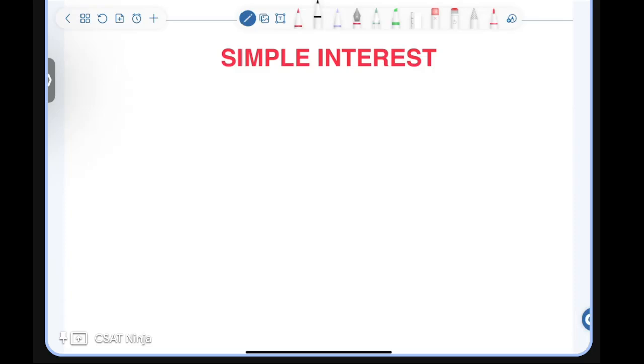Simple interest, I'll approach simple interest from a percentage point of view. Okay, let's do it like this. But first things first, the simple interest formula is: principal into rate into time divided by 100.